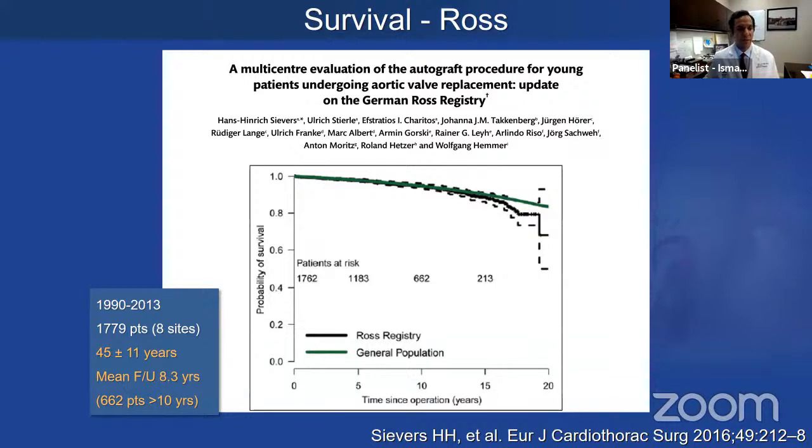The mean age was 45, and the mean follow-up was 8 years, but a third of those were followed for more than 10 years. And at 15 years, survival was exactly identical to the German general population. And the data now up to 25 years shows a continued survival exactly identical to the general population, as you will see in that paper in JACC.